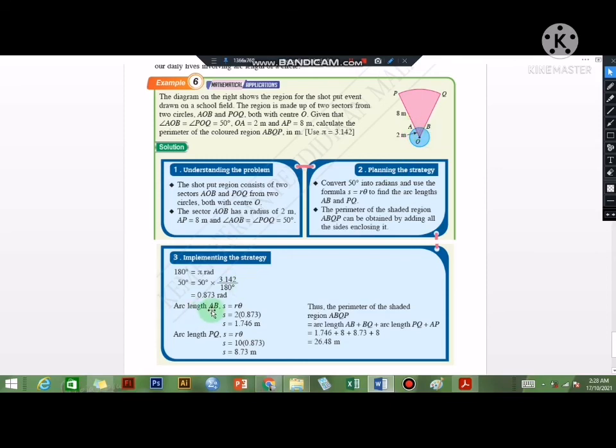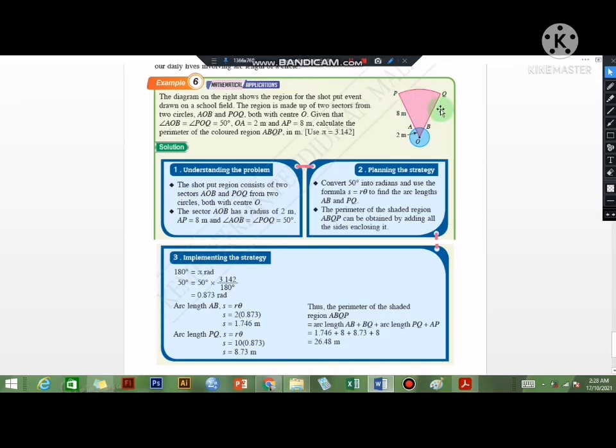Okay, let's find the length of arc AB first. The length of arc AB is S is equal to R theta. The radius is 2 meters, so 2 multiplied by theta in radians, which is 0.873, and you will get 1.746 meters. So for the length of arc AB, we already know the value is 1.746 meters.